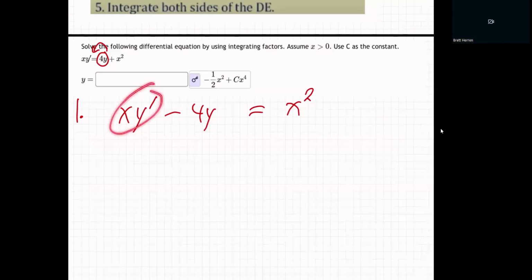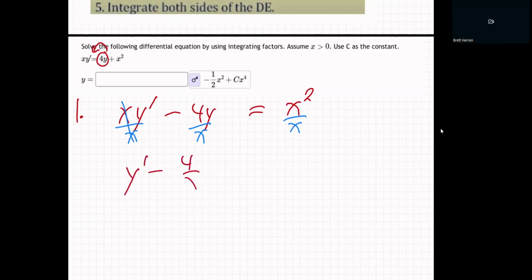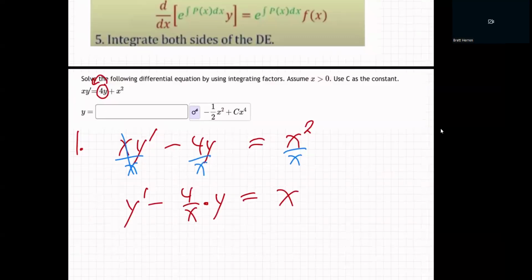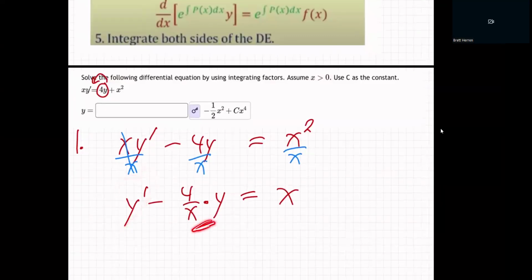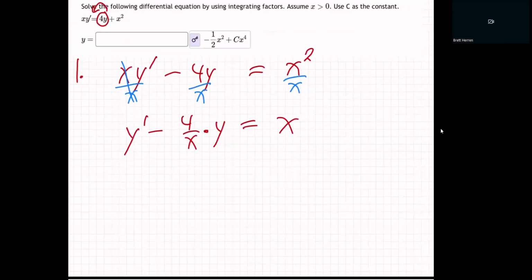Now remember, the y prime needs to be alone, so I'm going to have to divide through by x. That will cancel out, and so we'll get y prime minus 4 over x times y, just to see the x stuff in front, and then this is just x to the first. So there it is. We did step one. We got it into the right form. We got y prime alone, and then the y stuff, and then x. So we're on to step two.